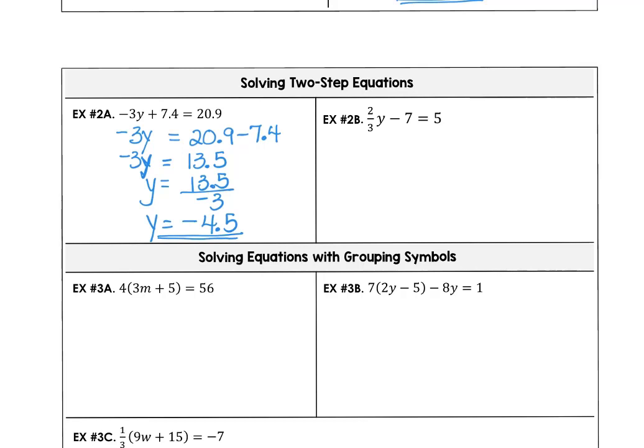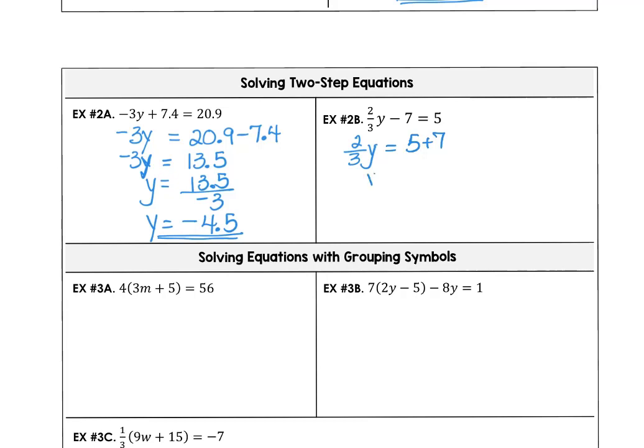In 2b, do you know what to do first? We have 2/3 times y minus 7. So the furthest thing away from the y on the left-hand side, I just want to look over here. The farthest thing away is negative 7. And the opposite of subtract 7 is to add 7 to the 5. So 7 plus 5 is 12. So we want to do the inverse operation.